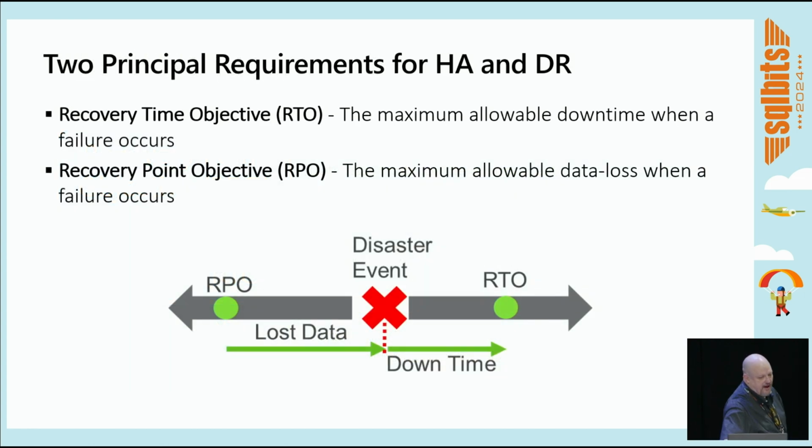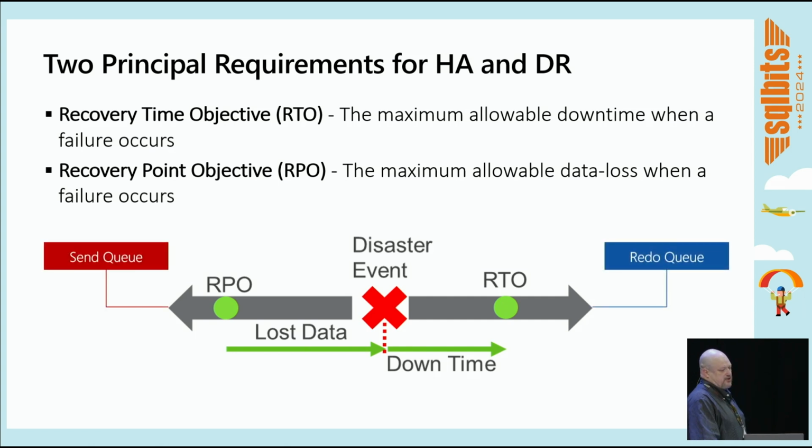Now, the reason I put this slide together is sometimes we throw these terms RPO and RTO around and we just don't really think about it. How does it get applied? You know what? You can measure these, folks. For an Always On availability group situation, your send queue, we usually think of that as the amount of data you could potentially lose. And your redo queue is usually tied to your RTO.